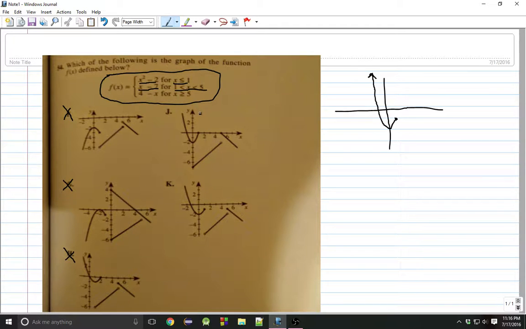X minus 7. We could say that minus 7 about hits here. And so let's think about this. At 1, minus 7 is negative 6, so that would be about down here with an open bracket. And 5 minus 7 is negative 2, so that would be about here.